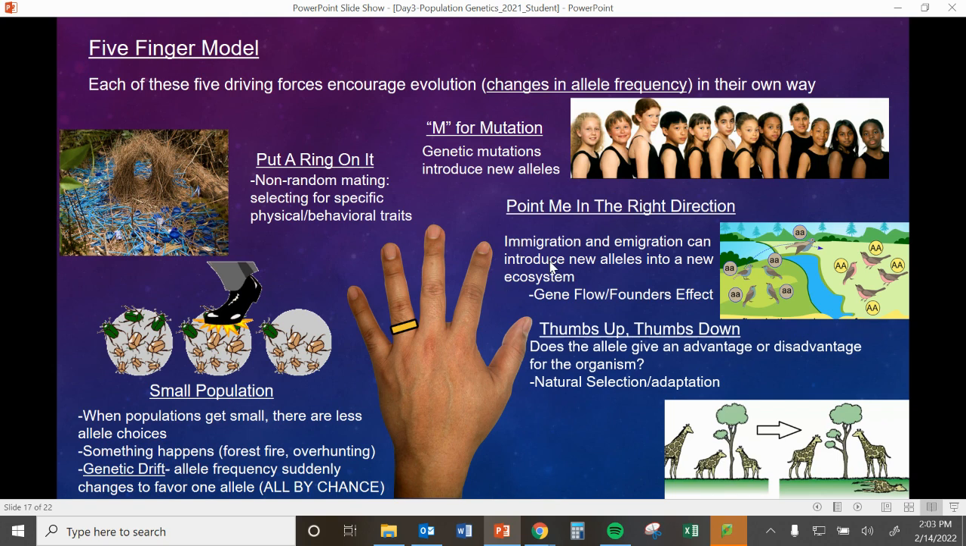So if we're having transfer, gene flow of new alleles, or if we have some sort of advantage or disadvantage to the organisms, that's our thumbs up or thumbs down. So natural selection is happening. If any one of these is happening, then we are going to be having evolution happening in that population.